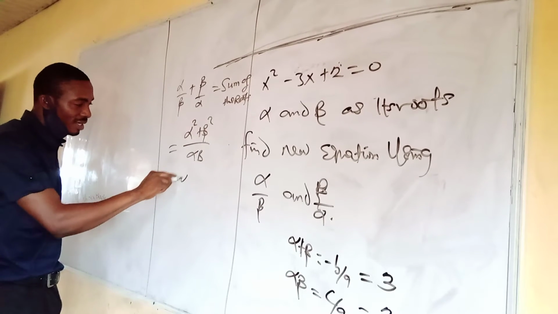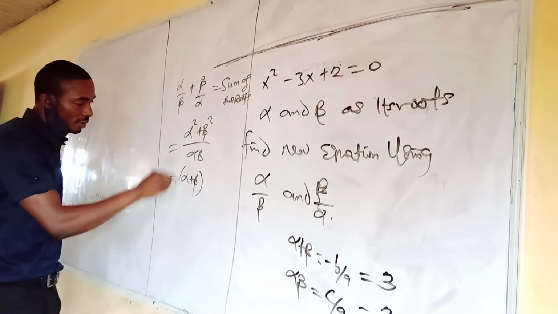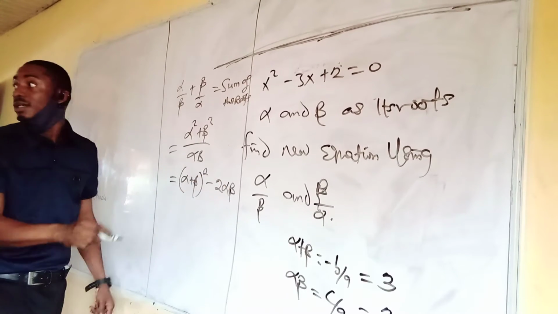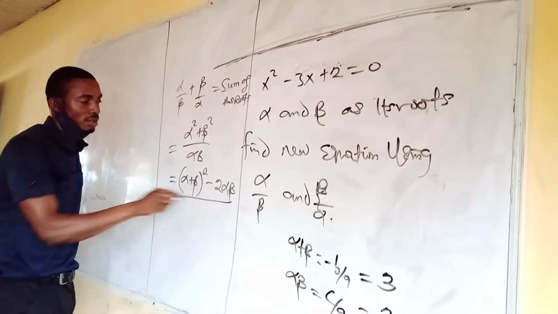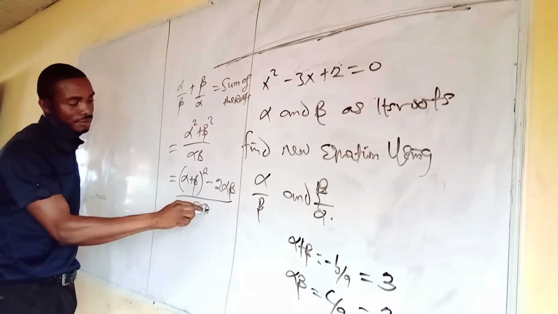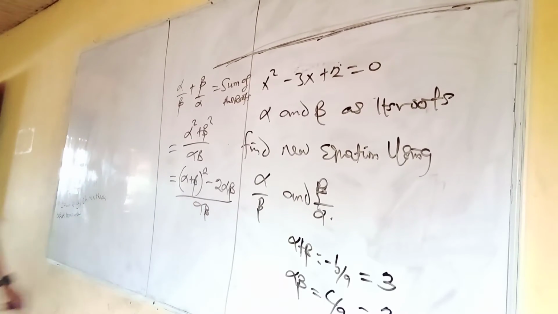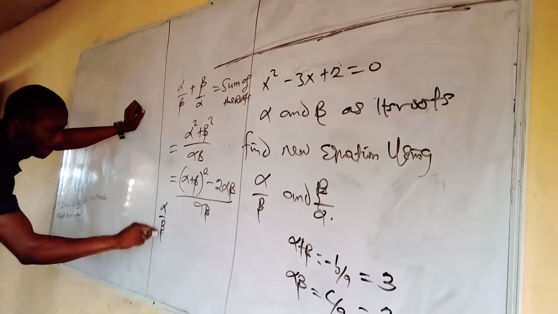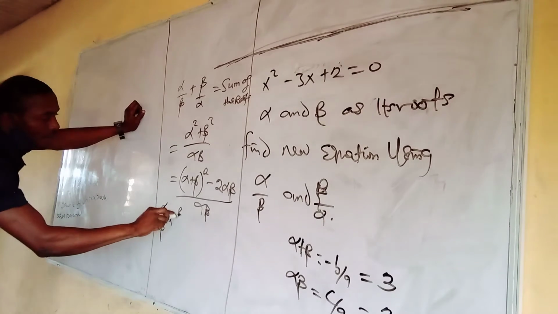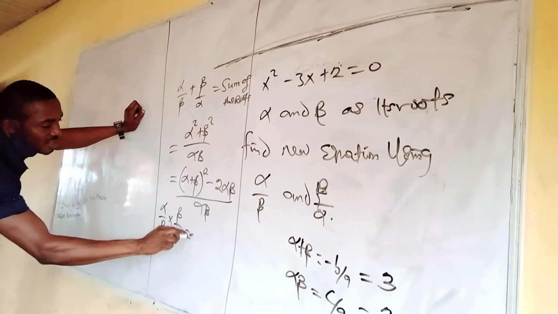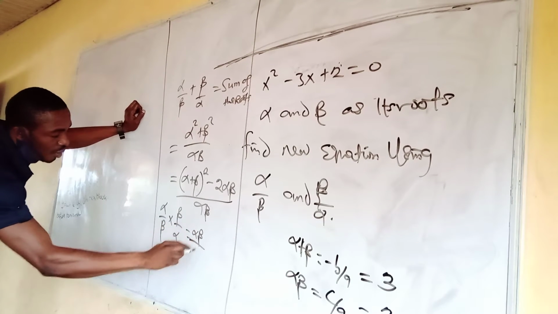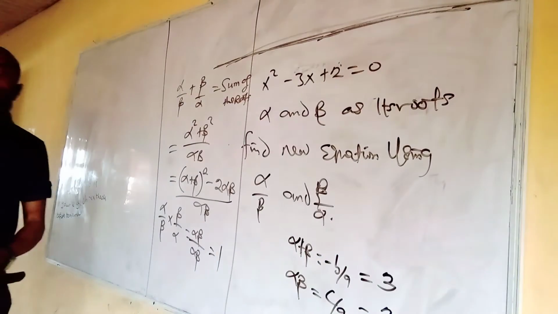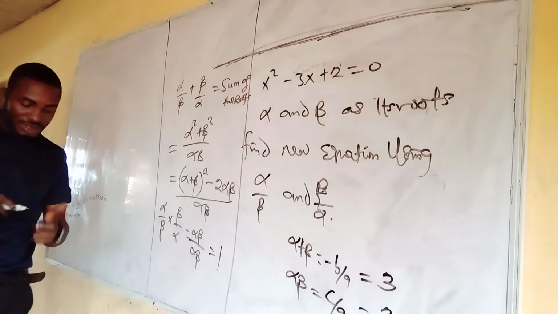This expression in mathematics also has this identity: alpha plus beta raised to power 2 minus 2 alpha beta, over alpha beta. So that's it. For the product of the roots now, we have alpha over beta multiplied by beta over alpha. This gives us alpha beta over alpha beta, which finally gives us 1.